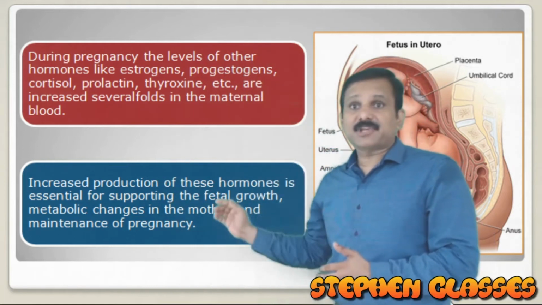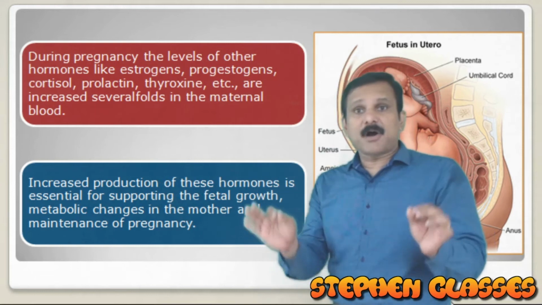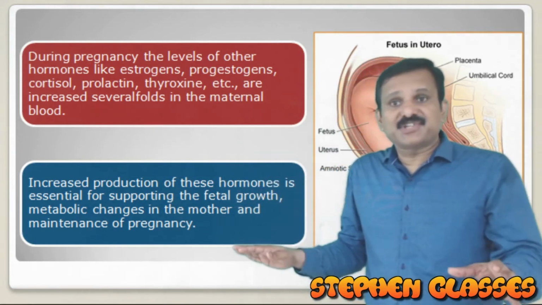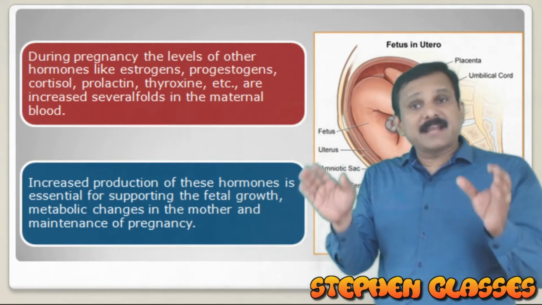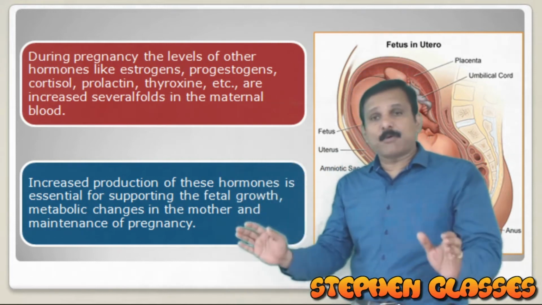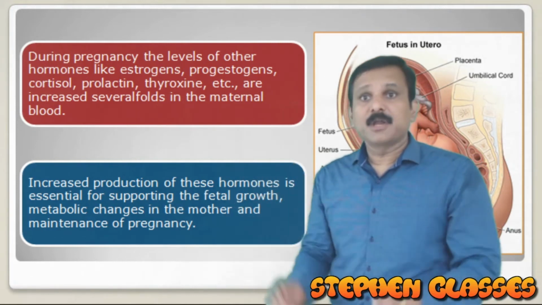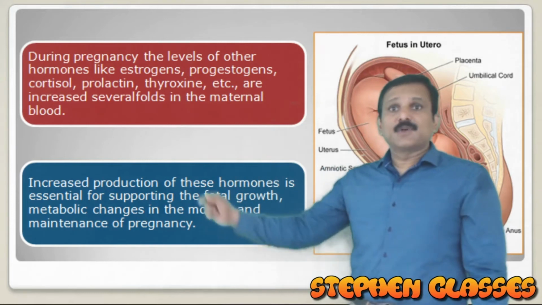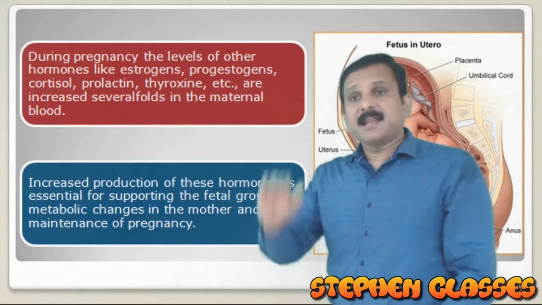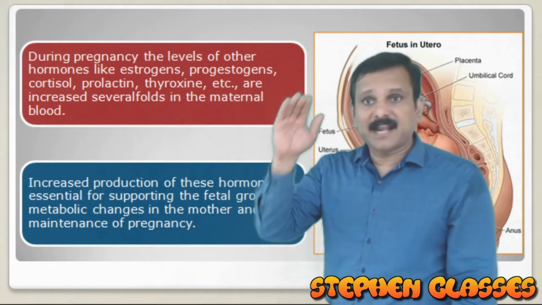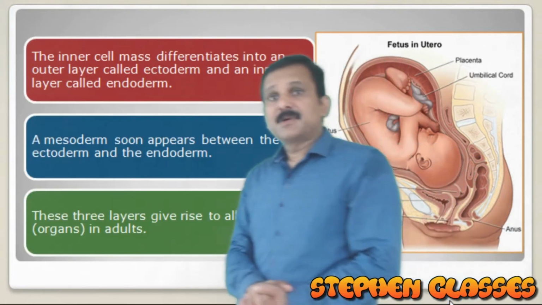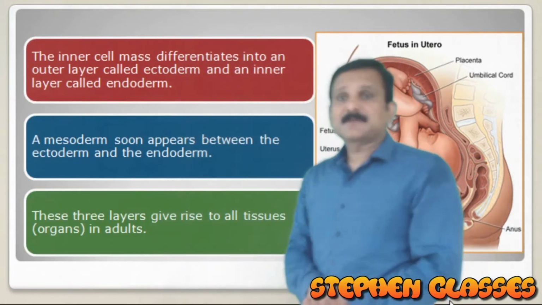And increased production of these hormones is essential for the support of the fetal growth and also for all those metabolic changes in the mother and for maintenance of pregnancy. So for maintaining pregnancy and for all the metabolic changes happening in the mother, the hormones are necessary. So that is why all these hormones are found to be at a high level in a pregnant mother, in a pregnant lady, right? Now we move on to another aspect.